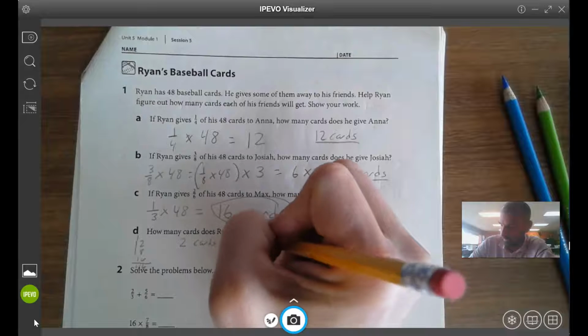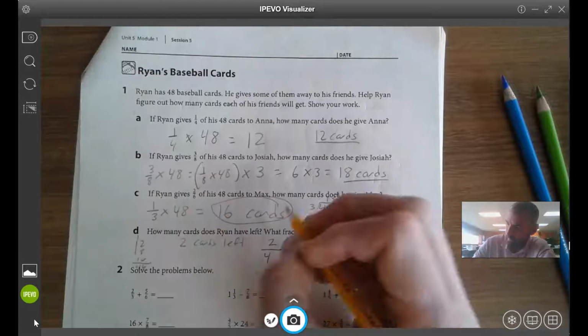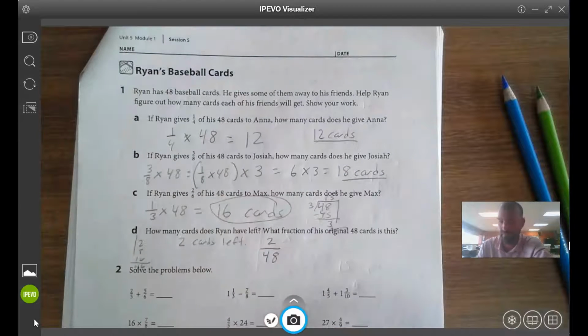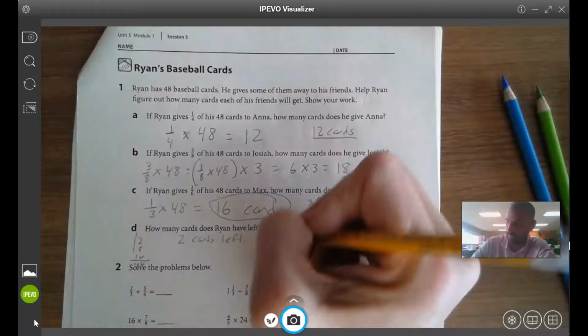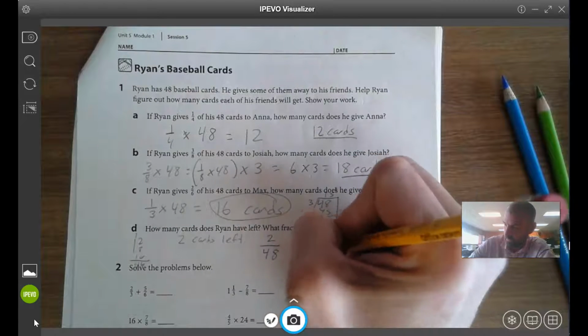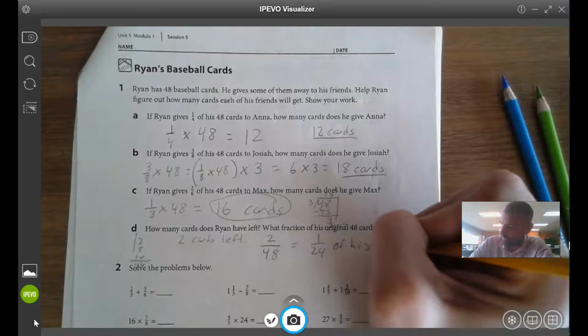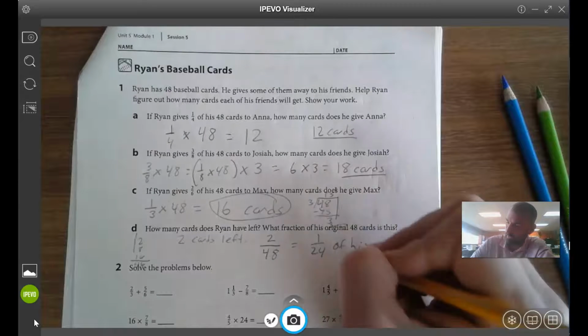So that is 2 over 48, which we can also say is 1/24 of his original cards.